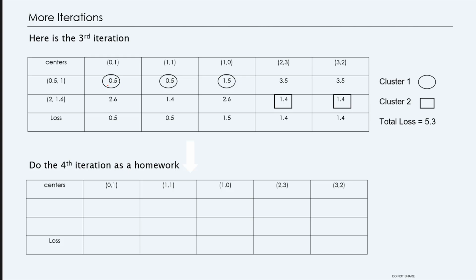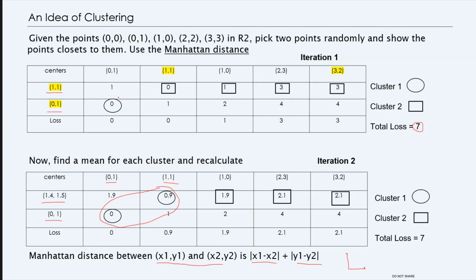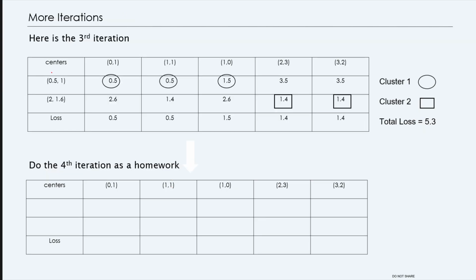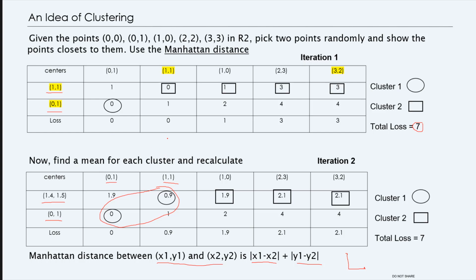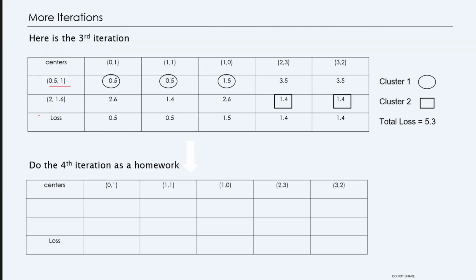In the next iteration, what we're going to do is find the cluster centers. So we're going to find the cluster centers here by taking this cluster. That cluster center is going to be 1 over 2 plus 1, right? So it's 0.5 and 1. So we find that cluster center here, 0.5 and 1. And then here we find these 3 points. We add the x coordinates, we add the y coordinates, we divide by 3 to get the next cluster center, which is 2 and 1.6.